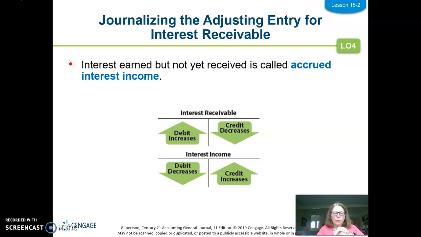Okay, so that's what this adjustment is really related to, the one that we're doing. And there's lots of them we would do in a real corporation, but the one in this class we're going to do relates to interest receivable.